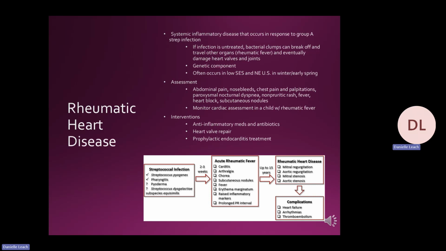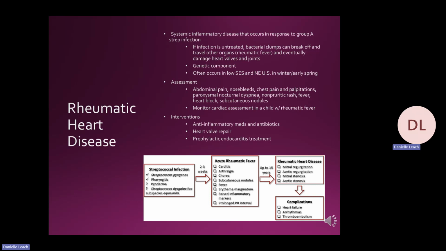There is a genetic component where it may run in families. And interestingly, it often occurs in low socioeconomic situations and in the Northeast United States. Assessment-wise, the client could have abdominal pain, nosebleeds, chest pain, palpitations, paroxysmal nocturnal dyspnea, which is basically shortness of breath that's waking them up at night, a non-pruritic rash, a fever, heart block, and subcutaneous nodules.